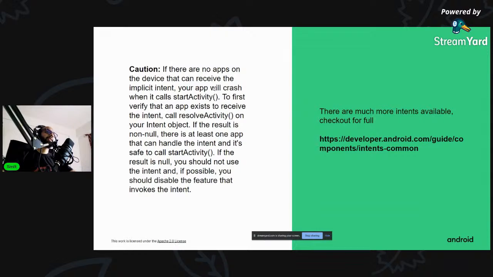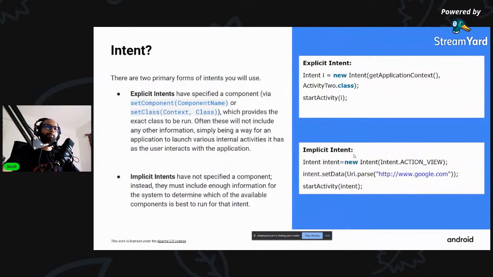Now, considering the intent, we have one issue here. Suppose in your device you don't have any application which can run web pages. Like you have one application in which you want to display your about us page, but in your mobile device you don't have Chrome and you are firing the implicit intent. So what could be the output? Your application will crash if you are not handling it properly.